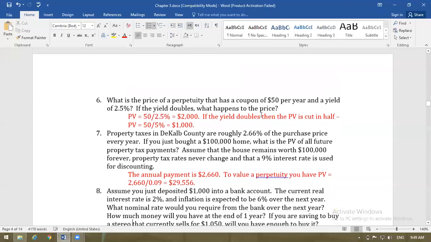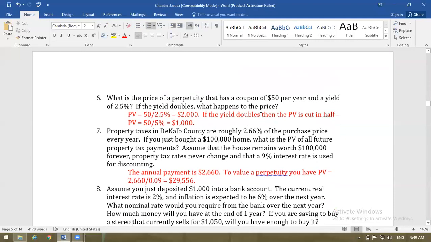Question 6. What is the price of a perpetuity that has a coupon of 50 per year and a yield of 2.5%? As we know, the price of a perpetuity is equal to the coupon divided by the interest rate, the yield to maturity. So the coupon, the periodic payment, is 50 per year and the market interest is 2.5%. So the bond price will be 2,000.